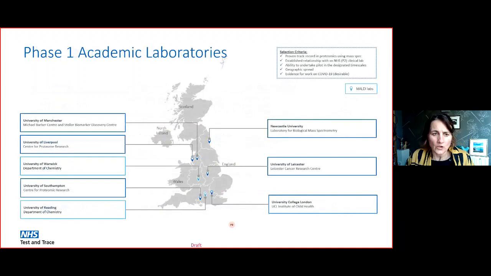So these are the phase one academic laboratories. People in all of them are working extremely hard, fairly well geographically spread, and they've been given a brief to work on published methods, so methods that are already out there, and those came from those that I showed on the slide before. Two of the labs are looking at MALDI, and the others all are looking at LC-MS methods.